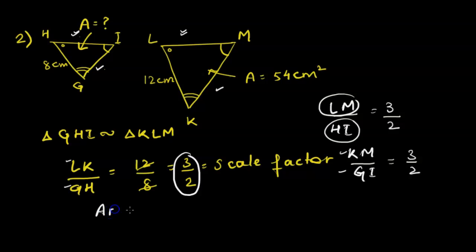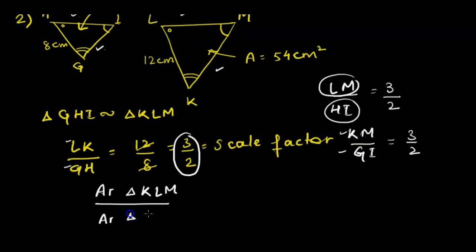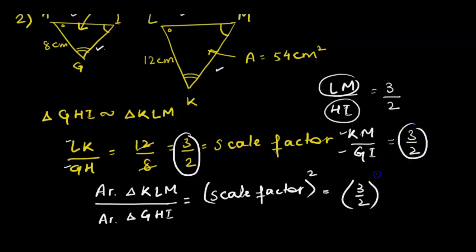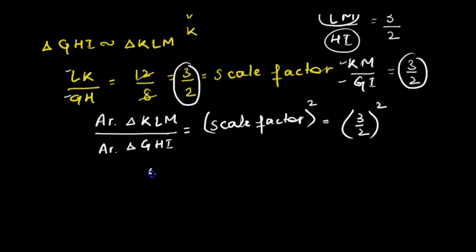Similarly, the area of the bigger triangle, that is KLM, and the area of the smaller triangle, that is GHI, will be related to each other using the square of the scale factor. And the scale factor that we've got is 3 over 2. So it would be 3 over 2 squared. Now we are given the area of triangle KLM as 54. We are looking for the area of triangle GHI. So we would write down area of triangle KLM as 54. We are solving for area of triangle GHI.